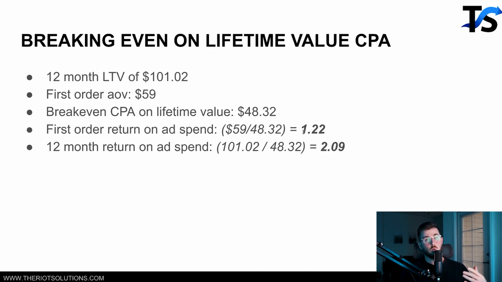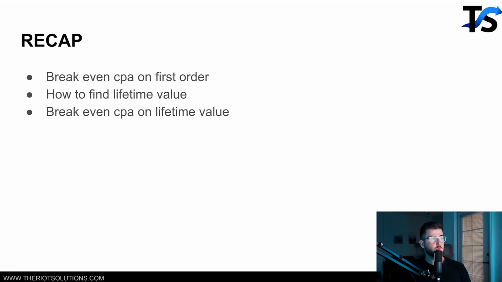So if we're getting a 1.22x on Facebook right now, we know that over 12 months, that customer is worth 2.09 to us in terms of ROAS, which is not the greatest thing to look at, but I'm just giving you guys examples here. So let's just recap that really quick. Break-even CPA on first order, we went over that. We went over how to find your lifetime value. Then we looked over how to find the break-even CPA on lifetime value.